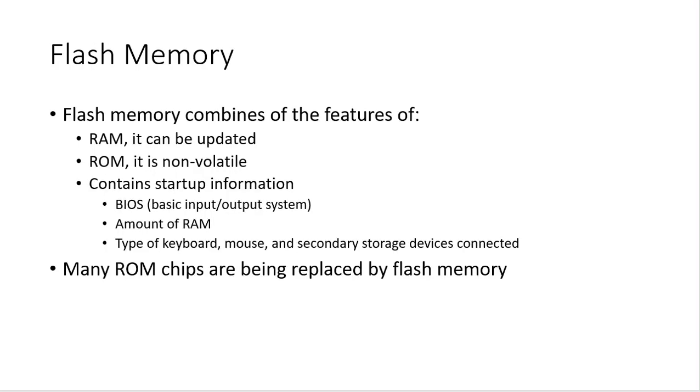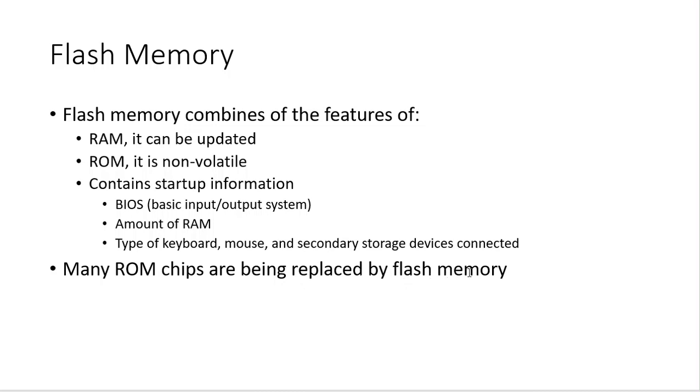Okay, and then the last one is flash memory. Flash memory combines the features of RAM, can be updated, and ROM, it is non-volatile, contain startup information. Okay, BIOS, BIOS means basic input-output system. Amount of RAM, type of keyboard, mouse, and secondary storage devices connected. Many ROM chips are being replaced by flash memory.